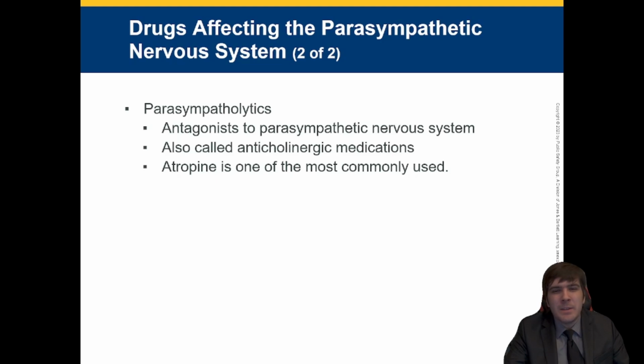Parasympatholytics. These are antagonists to the PNS, also called anticholinergic medications, atropine being one of the most commonly used ones. When we think of parasympathetic nervous system, rest and digest, we think of a lower heart rate, and we give atropine for bradycardia because it's working against the parasympathetic nervous system to increase our heart rate. And also, for those of you who may or may not know, atropine is about one of the only drugs we can give for organophosphate poisonings because it's an anticholinergic and it's working against the cholinergic buildup from organophosphates.